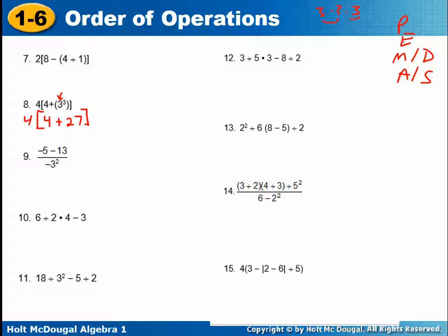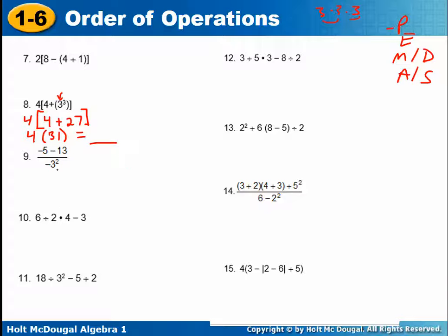Now we look back. We did the exponent within the parentheses, but we have to go back and now do the parentheses. So there is a 4 plus 27, and 4 plus 27 is 31. And now all we have left to do is take 4 times 31, and you'll find your answer.